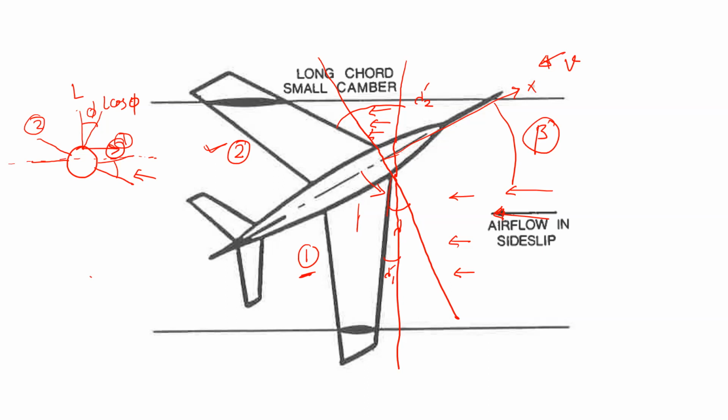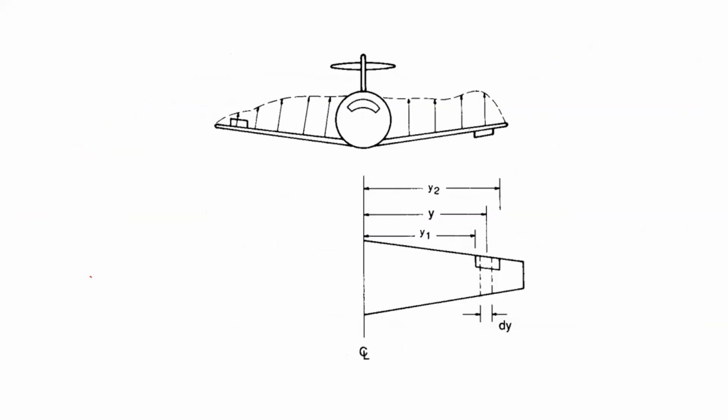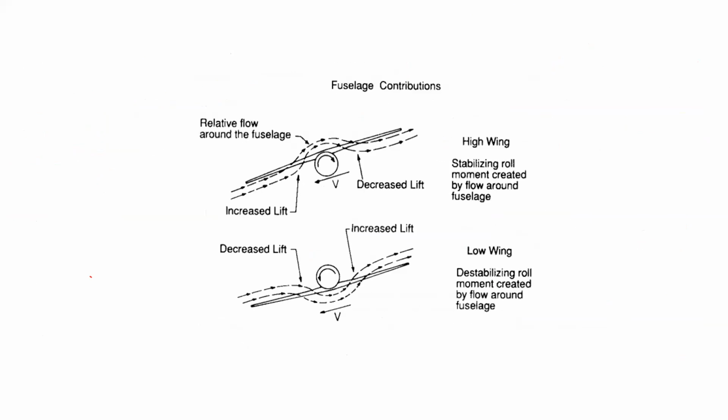But where the wing is placed has an effect on the total roll stability. So that is what remains to be seen. How does the placement of the wing affect the roll stability? All right, so we should go back and see.